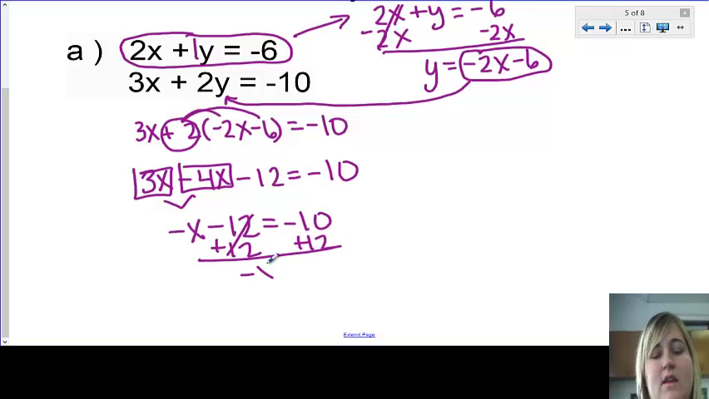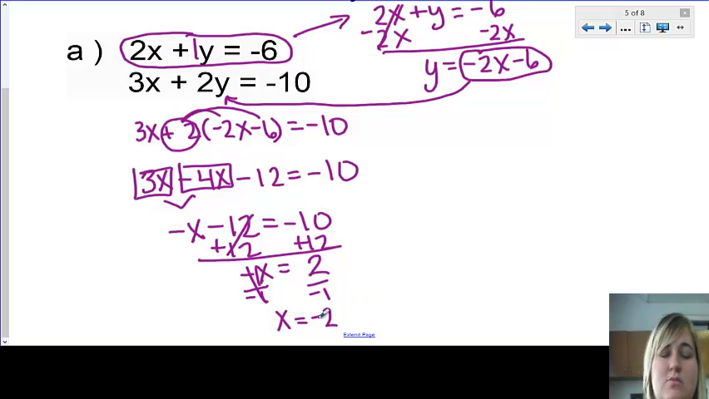I have negative x equals negative 10 plus 12 gives me a positive 2. But I don't want to know negative x, I want to know x. The negative is an understood negative 1, so I'm going to divide by negative 1 on both sides, which is going to give me x is equal to negative 2, which I'm going to take and plug in to my original equation. So I'm going to plug it into the top one.